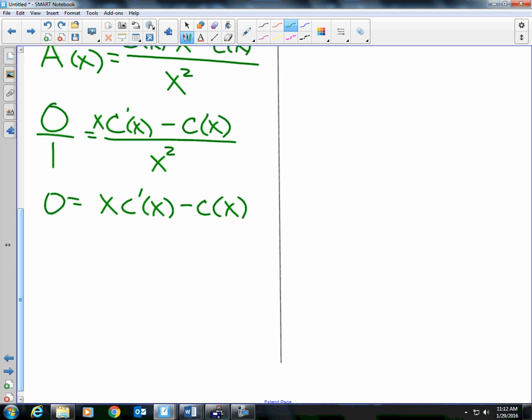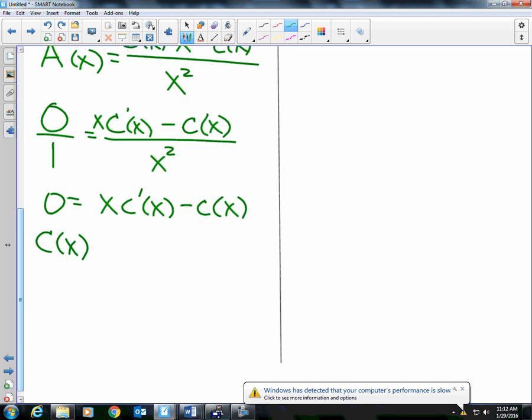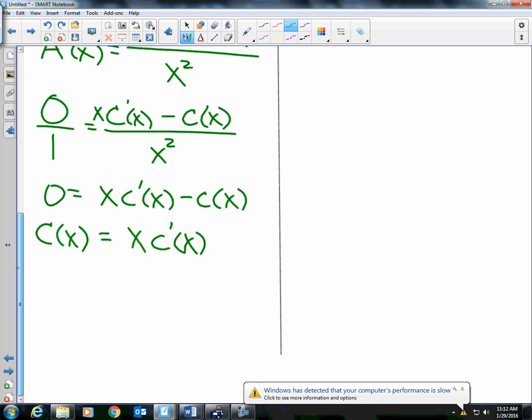Now, we're technically done here, but we're going to put it into a form that we can understand. What does C of x represent? Cost. What does C prime of x represent? Marginal cost. X represents the number of items we've produced. So I'm going to gather some terms and see if I can turn it into something more familiar. Now I have a positive cost function, and I have x times C prime of x.